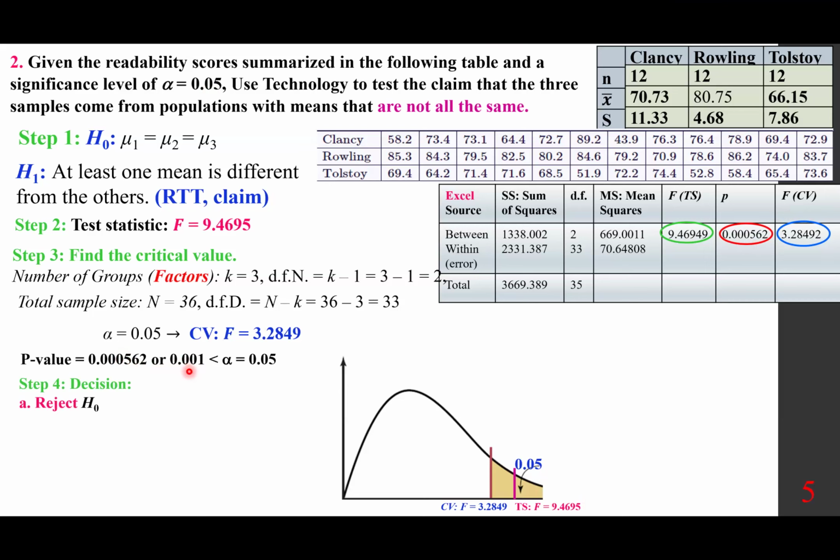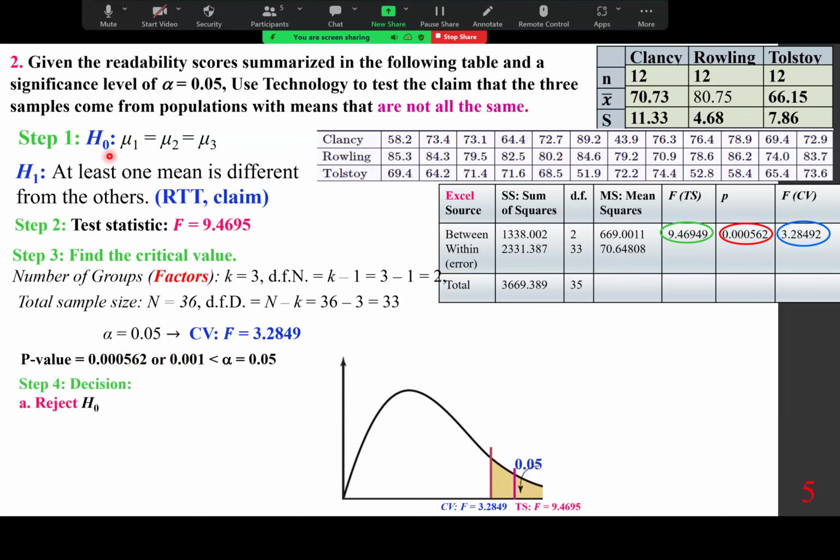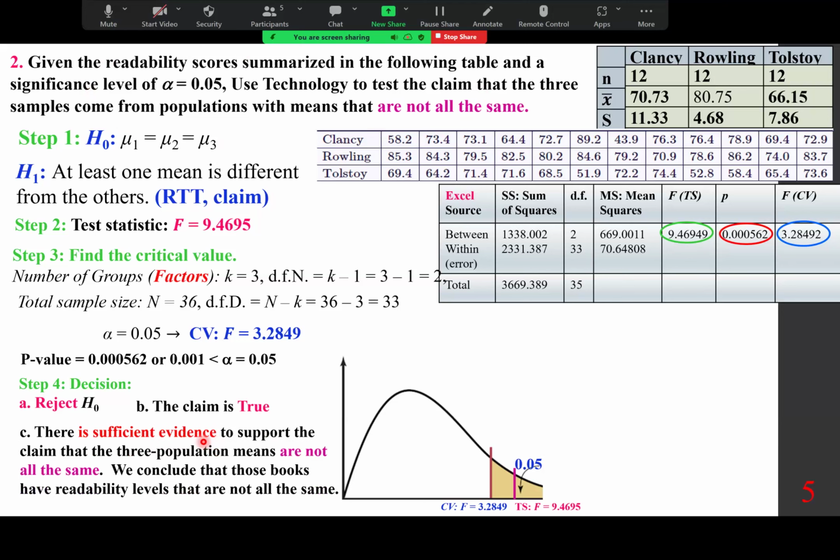When you reject H0, that means you're fine with H1. You're not rejecting H1. You're not rejecting the claim. The claim becomes true. And then you go back to the question and rewrite: there is sufficient evidence to support the claim that the three population means are not all the same. We conclude that those books have readability levels that are not all the same.